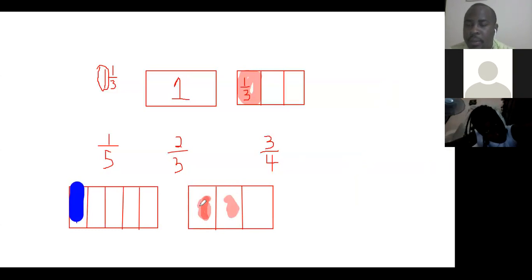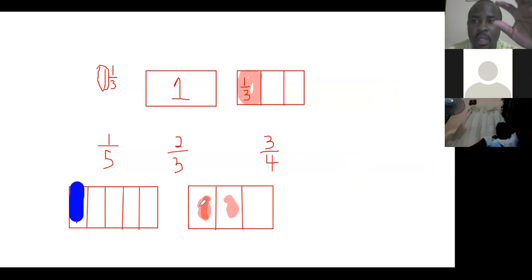You good to go, Zaria? Yes, sir. All right. So remember, the key here is that it's always one whole that is being divided to create a fraction. And it can only be considered a fraction if every single part of the whole is equal in size. Okay, Zaria? What did I just say? That it's only 1 whole, sir.